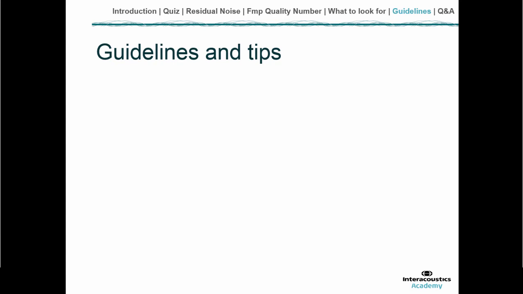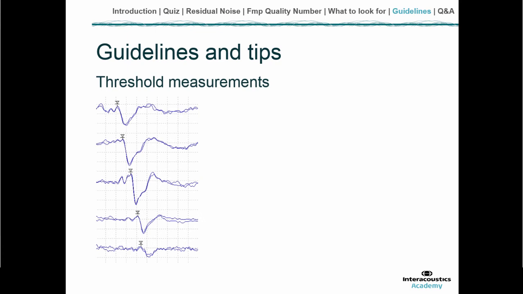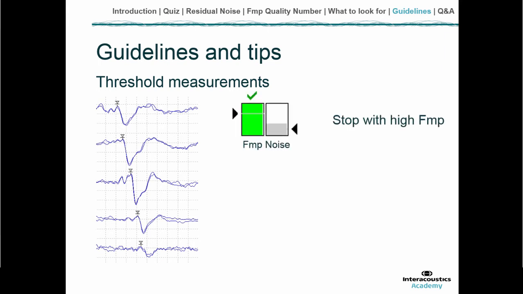Okay, so I have a few guidelines and tips about how to use the FMP and residual noise numbers. And let's first talk about how to use these when you do a threshold measurement. Typically, when you do a threshold measurement, you want to spend your time very efficiently. You don't know when the patient wakes up again and so on. So what we do is at the high intensities, we save time by stopping when we are very confident about peaks, particularly peak 5 being present.